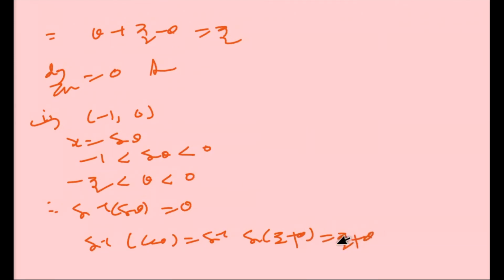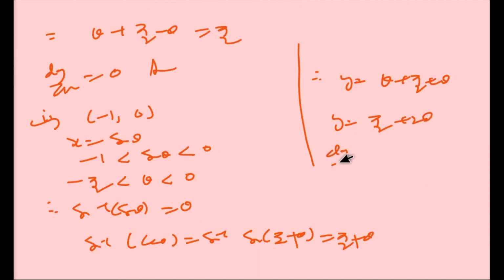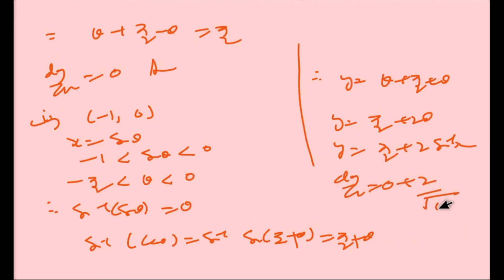So our question is y equal to theta plus pi by 2 plus theta. So y equal to pi by 2 plus 2 theta. Therefore y equal to pi by 2 plus 2 sine inverse x. So the differential is 0 plus 2 upon root of 1 minus x square. So this is your required answer.